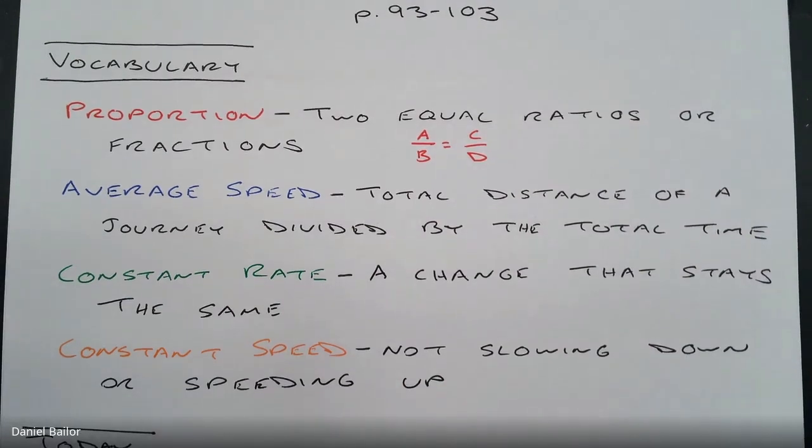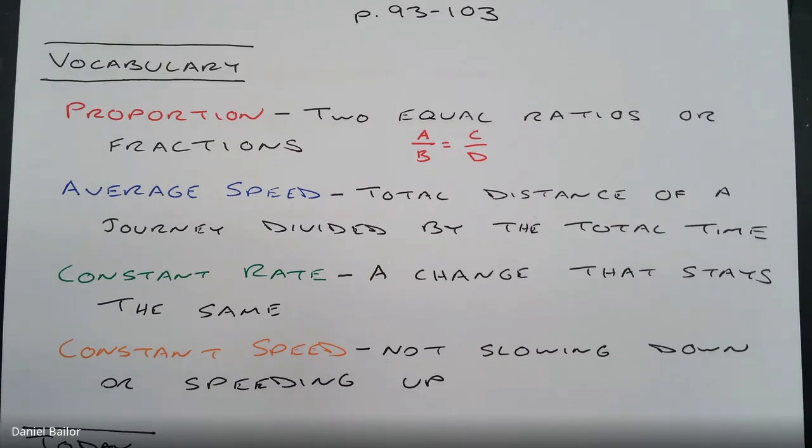Next vocabulary term is constant rate. Now, a constant rate is a change that stays the same. For example, if you are always walking at 3 miles an hour, that is a constant rate. 3 miles in 1 hour is constant. Another example of a constant rate is like 4 quarters for $1. 4 quarters is always going to be $1. That rate is constant. 1 math lesson every day. That is a constant rate. We do 1 math lesson a day, always. That's constant. It's a change that stays the same.